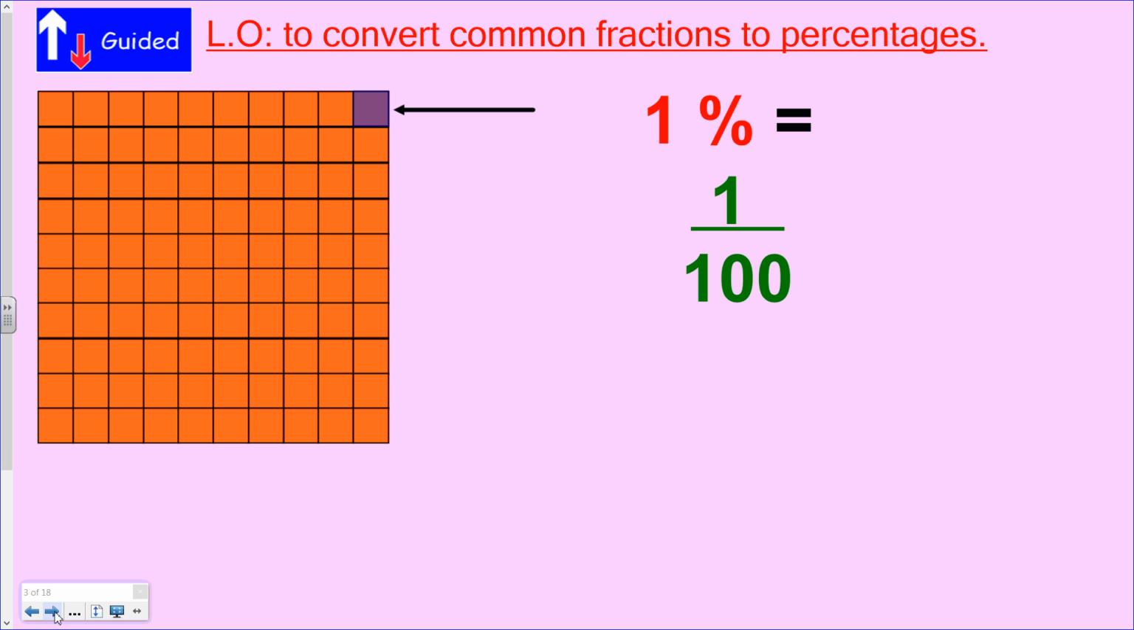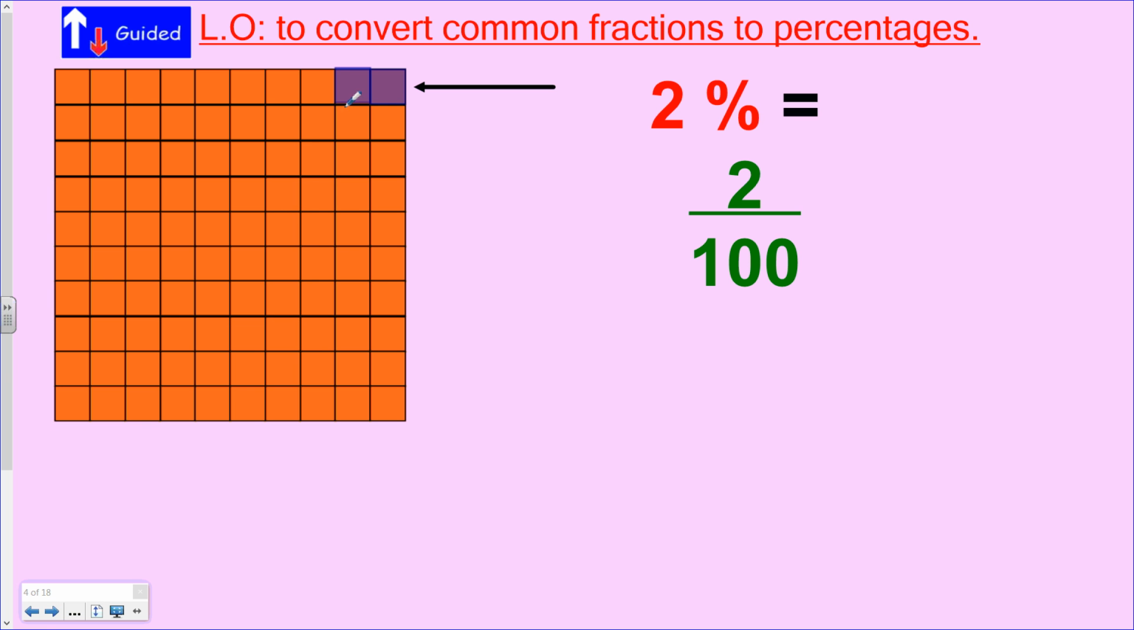So having a look here then, we have got our 100 grid. We know that percent means out of 100. Therefore, if we were going to write this as a fraction, which I would always recommend you do first, we would have 1, because there's one bit coloured in, and 100 equal parts. So out of 100, what is the percentage? Well, it would have to be 1%.